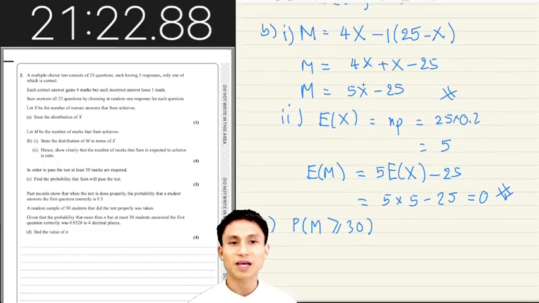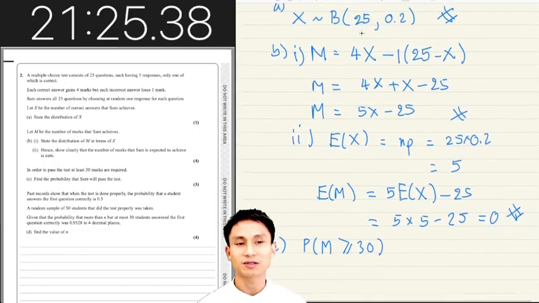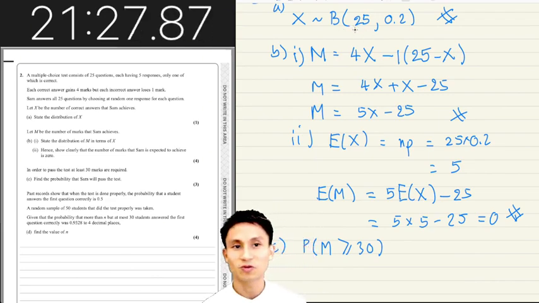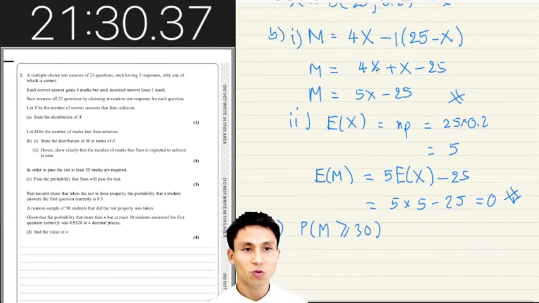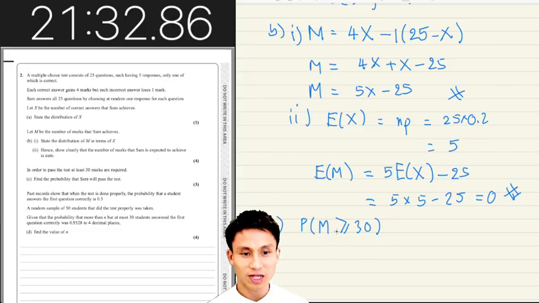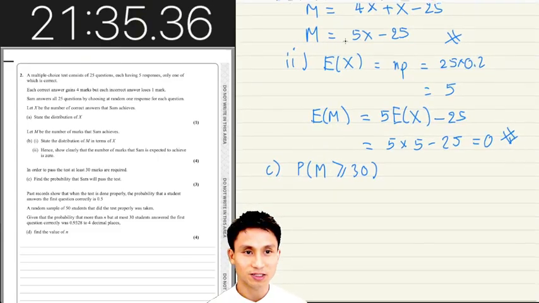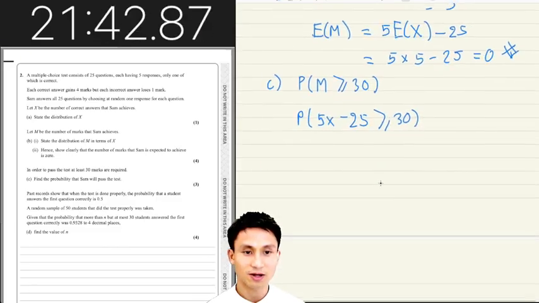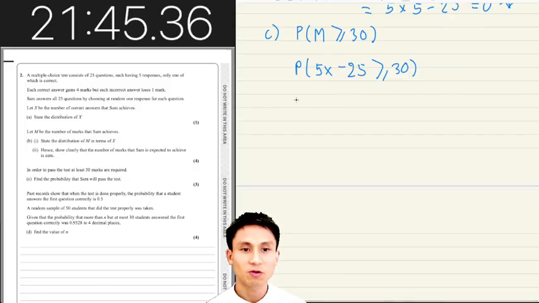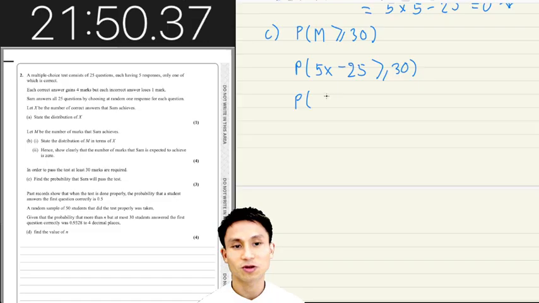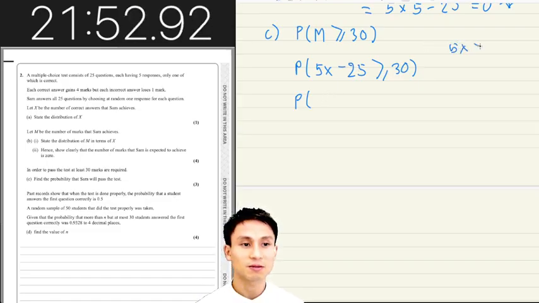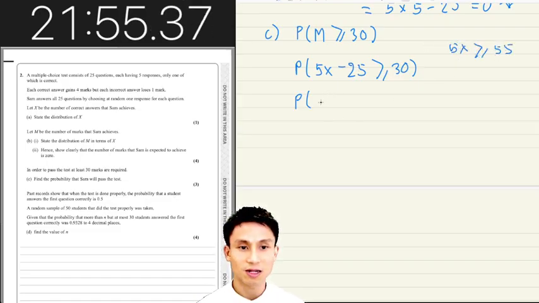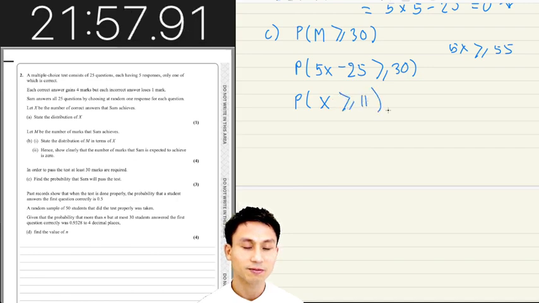But what is it in terms of x? Because it's easier to do in terms of x because we already know that x is a binomial. So the way to go with this is to substitute m in terms of x, right? Because m is 5x minus 25, so I'm just going to put everything in there. Rearranging that, we move 25 to the other side and get 55. So it's going to be 5x greater than 55, so x greater than 11. I'm just going to do that already.